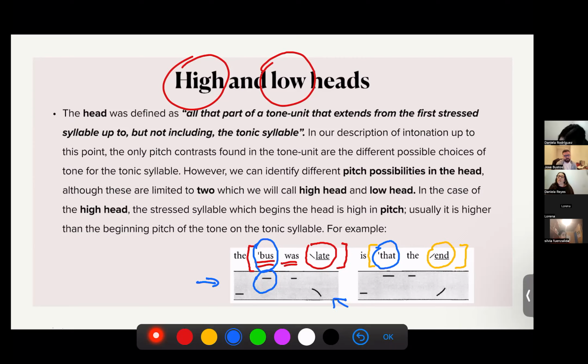Is that the end? Very good. Is that the end? Students, is that clear now? Yes, now it's better. Okay, very good. Now, let's continue with more examples.